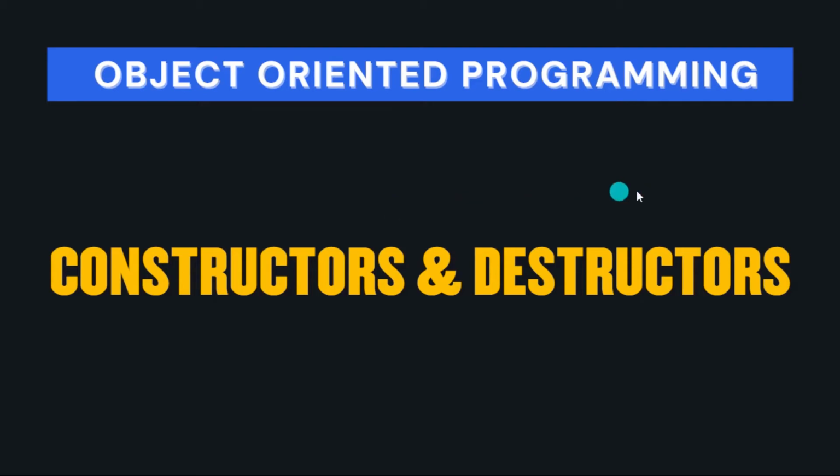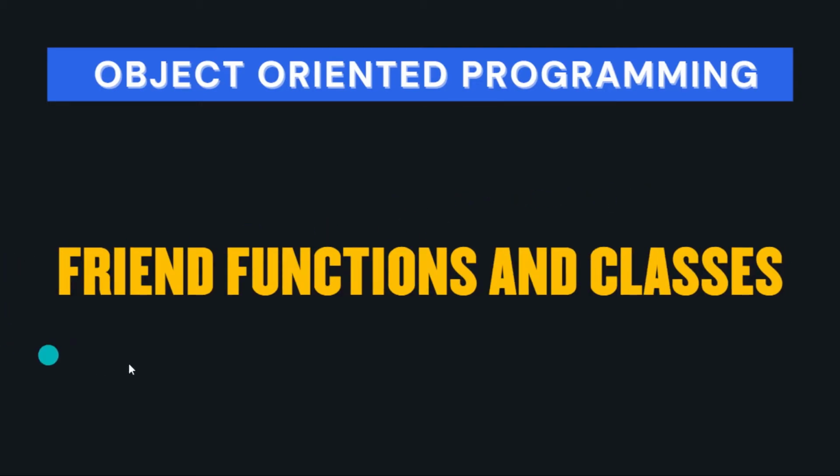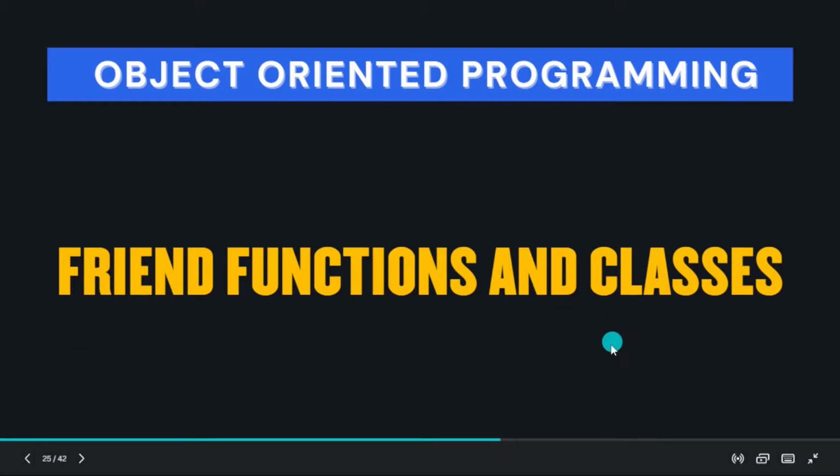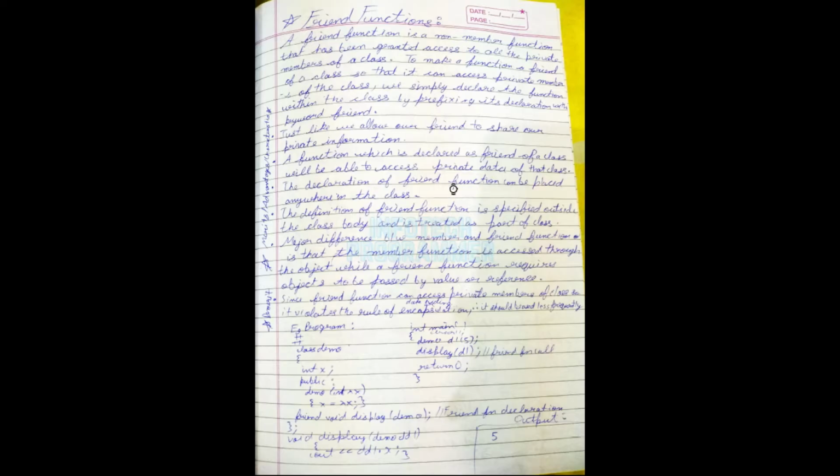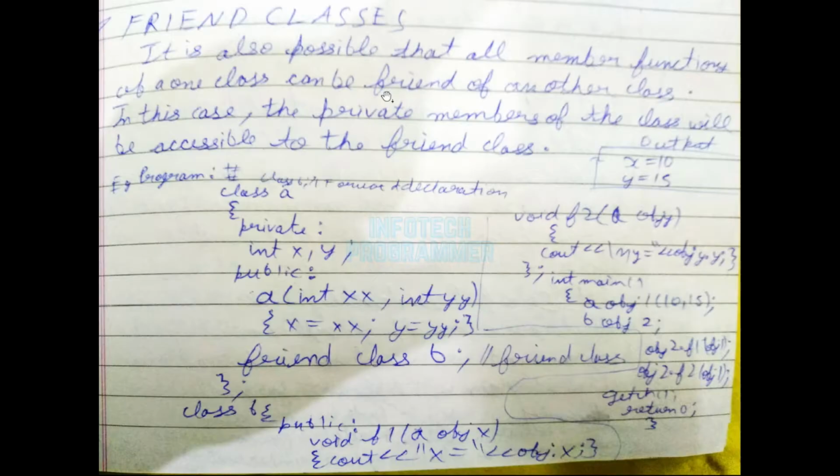This is the one. And after constructors and destructors, you have friend functions and classes in C++. This you will not find in, I think, Python and Java. This is especially for the C++ language, using friend functions and classes. So I have the concept of that also in my notes here: friend functions, friend classes, etc.